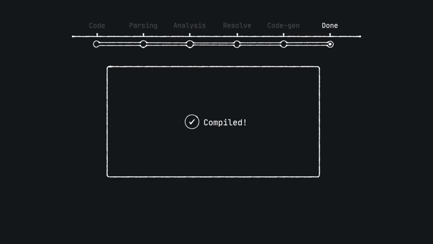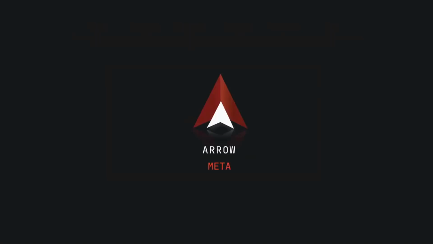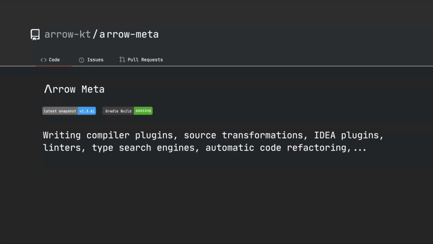When you look at the Kotlin compiler in an overview, it goes through all these different steps to be able to compile your code. What the Arrow Meta library does is hook into these different steps and allow you to control what happens. This is a library that was introduced last year, part of the Arrow ecosystem.